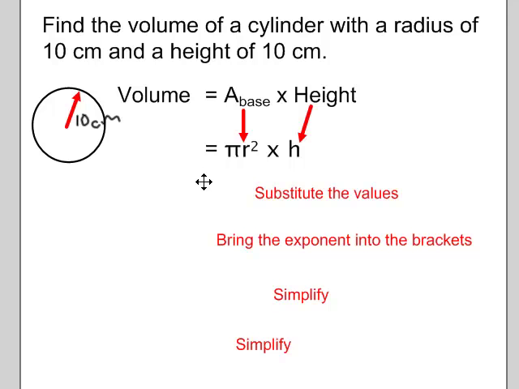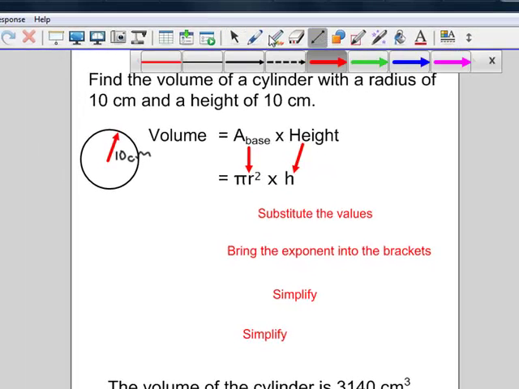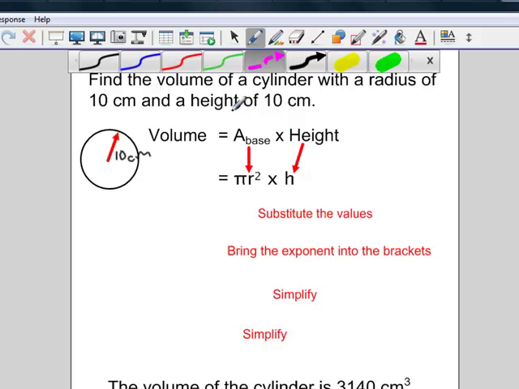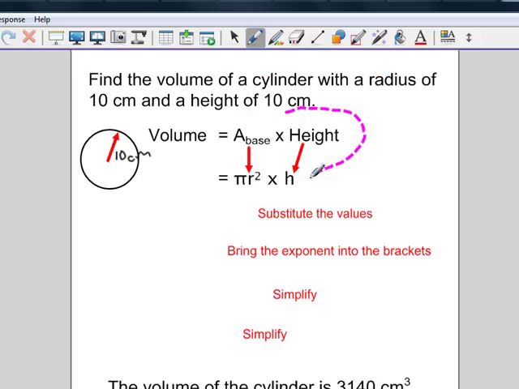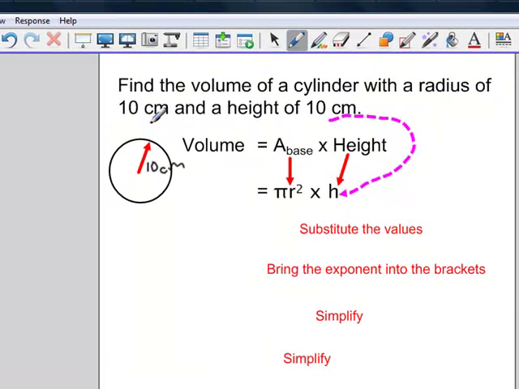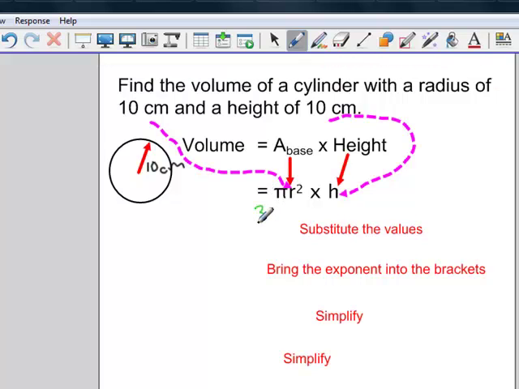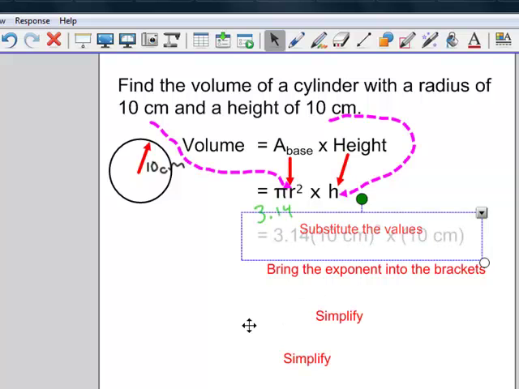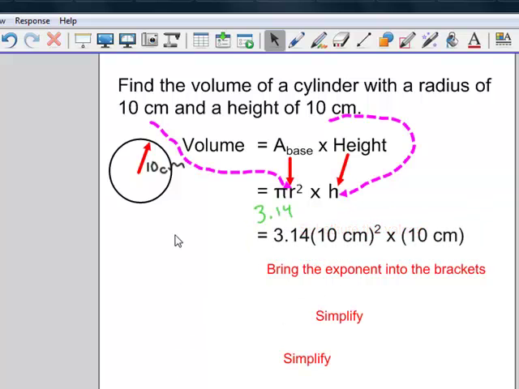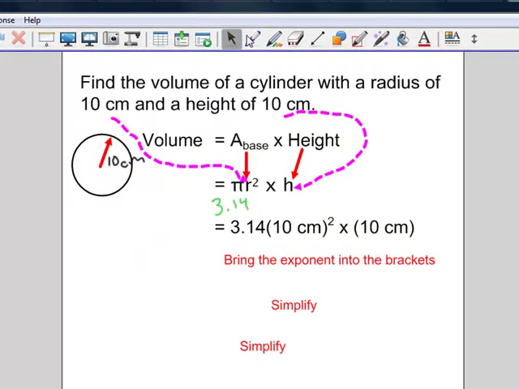The next thing we're going to do is substitute the values that we know into the formula. Recall from the question that there was a height of 10 centimeters. So we can put that in for h. And also a radius of 10 centimeters. We can put that in for r. And keep in mind that pi is always 3.14. So that's the last value that we'll substitute, leaving us with 3.14 times 10 centimeters squared times 10 centimeters.